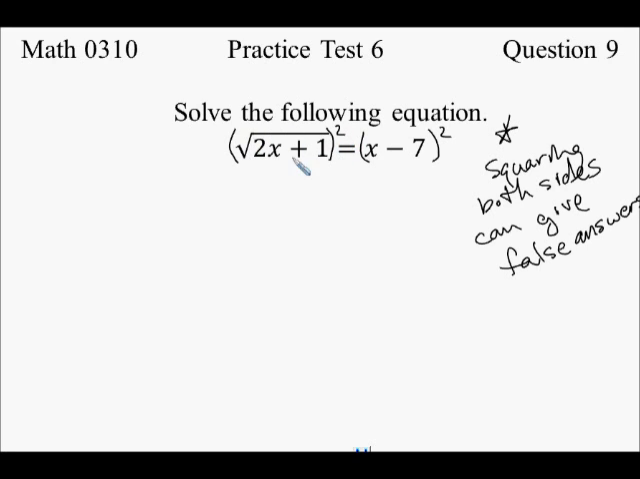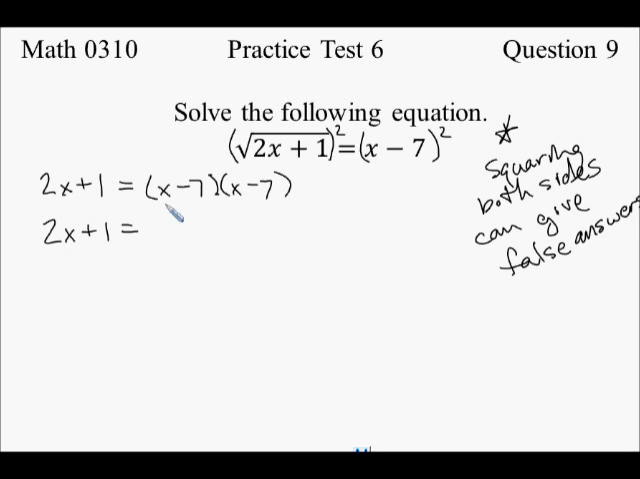Okay, so let's move on. We see we have a square of a square root. Those are opposites of each other and are going to cancel, just like add and subtract cancel each other, and multiply and divide cancel each other. So here we are just left with the expression underneath the radical, which is 2x plus 1. On the other side, this x minus 7 squared is really going to need to become x minus 7 times x minus 7. We're going to have to distribute that into itself. Okay, so x minus 7 times x minus 7.